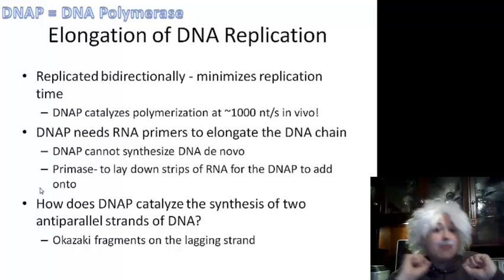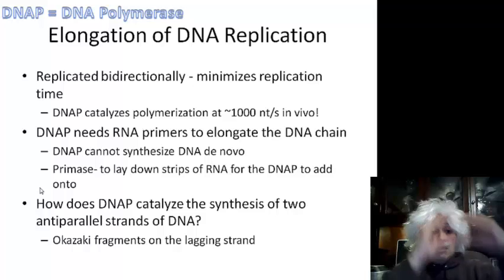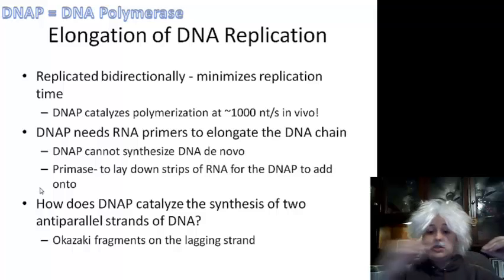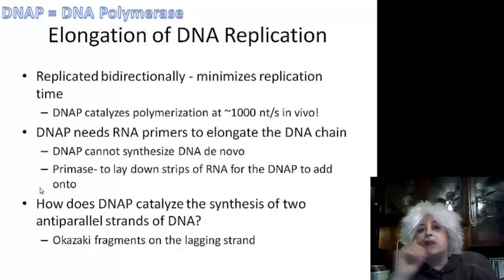So, who comes into play? Primase. Primase brings in a strip of RNA and places it down, and that RNA strip can be added onto. So, the DNA polymerase adds on to that RNA strip. How does the DNA polymerase catalyze the synthesis of two antiparallel strands of DNA? Well, we have our leading strand, and then we have Okazaki fragments on the lagging strand. You should recall Okazaki fragments from your biology class.